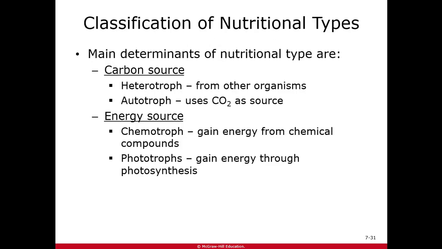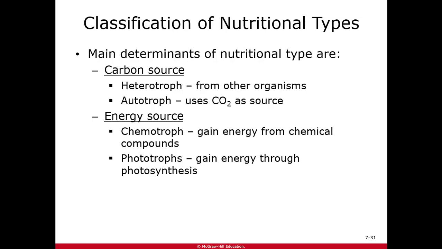Now, we group organisms based on where they get their carbon. Again, heterotrophs get it from other organisms. They can eat other organic carbon-based molecules, even living plants. Autotrophs use carbon dioxide as their carbon source. But we also like to group organisms not just based on their carbon source, but on where they get their energy, because organisms need energy to build things up and break things down. We group them into chemotrophs or phototrophs.